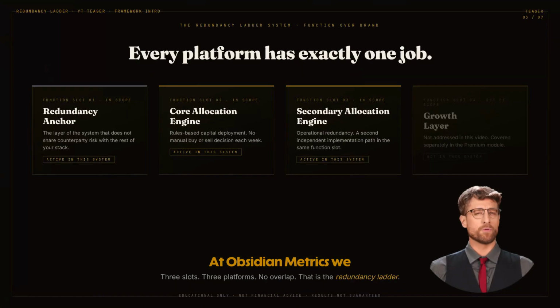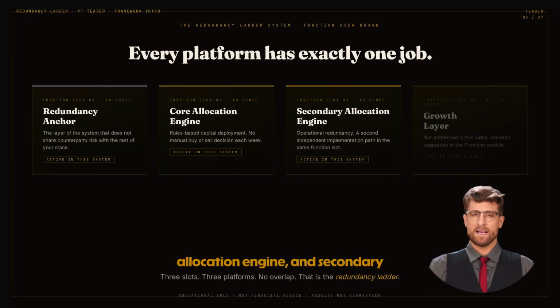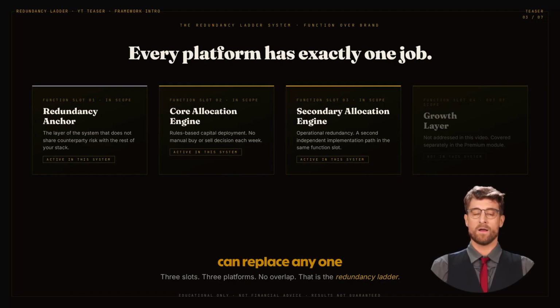At Obsidian Metrics, we categorize every platform by the function it plays, not by its brand. A platform is either a redundancy anchor, a yield venue, an allocation engine, or a growth layer. The Redundancy Ladder System uses 3 of those slots: anchor, core allocation engine, and secondary allocation engine, and pairs them so that no single platform is doing more than one job. That separation is the entire point. When each platform has one narrow role, you can replace any one of them without rebuilding the whole layout.